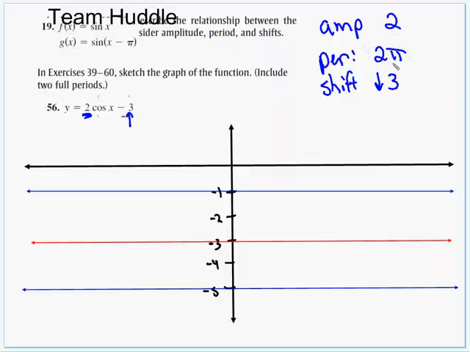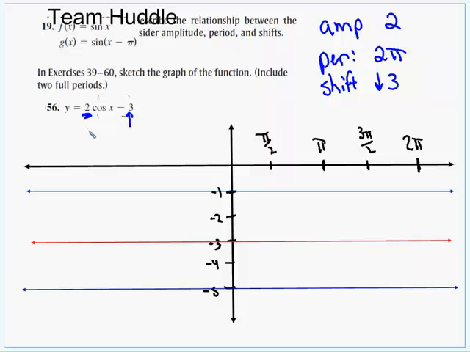And our period was 2 pi, which is typical here. So let's do 2 pi. Cut that in half at 1 pi, and then our half pi increments. And those are just our quadrant angles from the unit circle. Half pi, 1 pi, 3/2 pi, 2 pi.